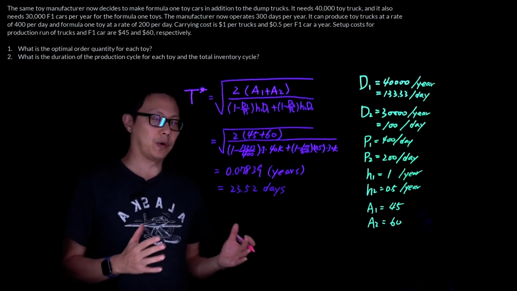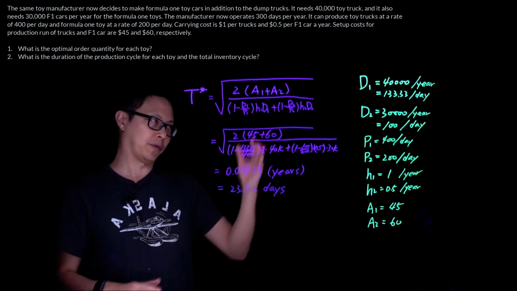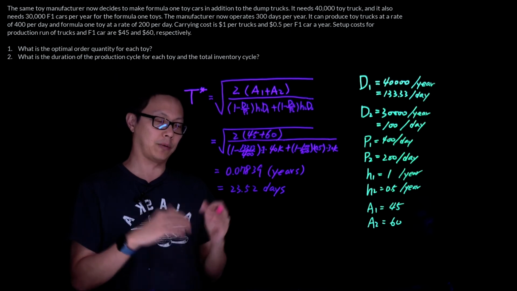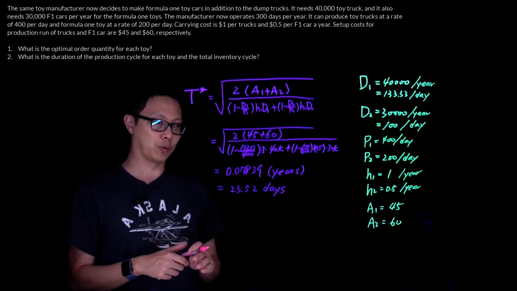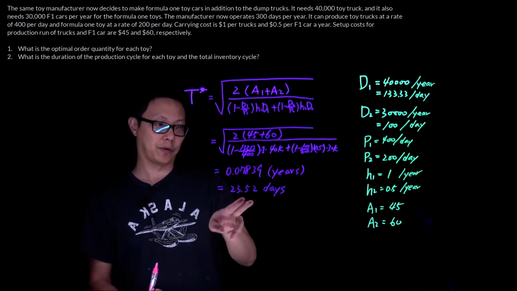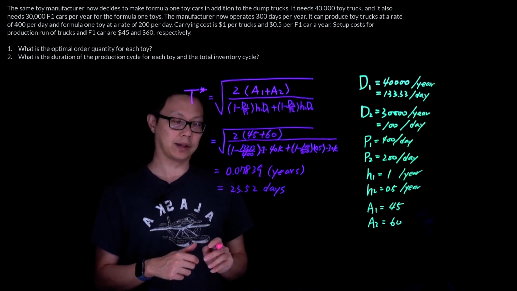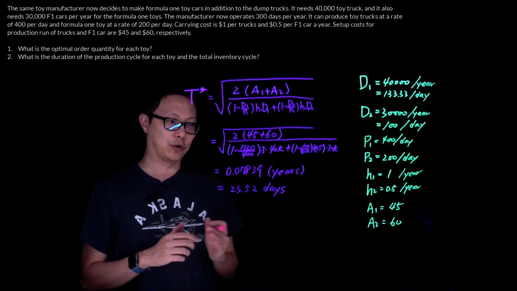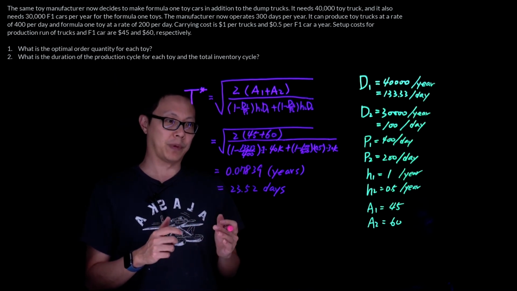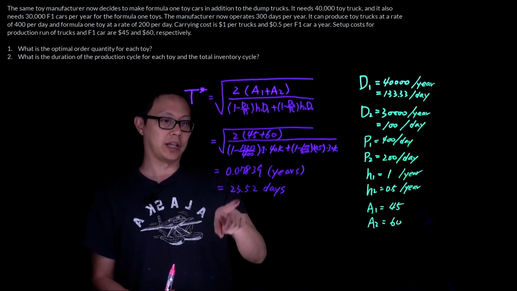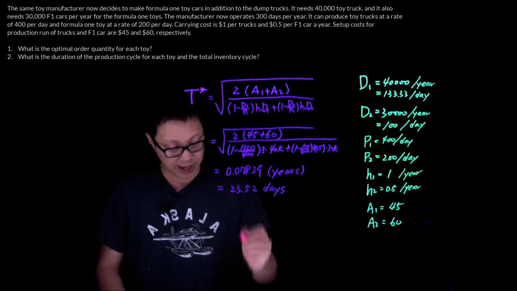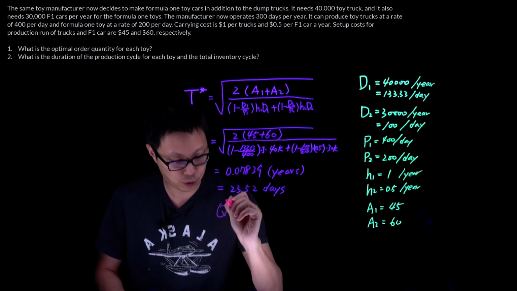What does that mean? It means that whenever I want to produce, for example, if I want to produce a truck, I need to make sure my total production quantity will be enough to cover the demand for at least 23.52 days. Similarly, when I'm trying to produce a Formula One car, I need to make sure my production will be enough to cover the demand for 23.52 days.